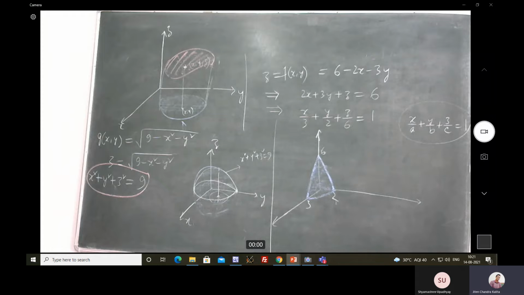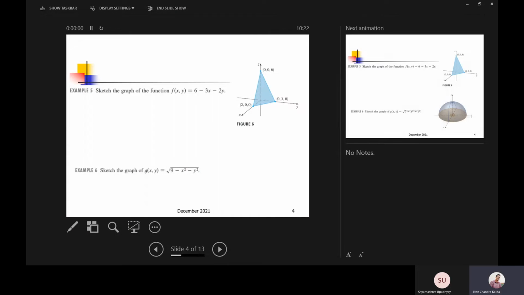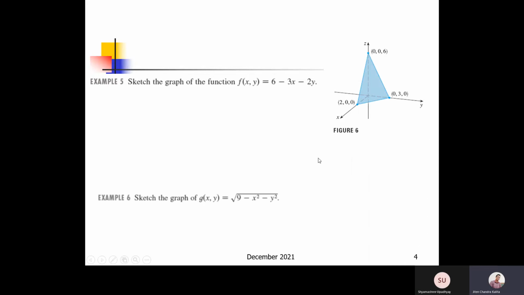So this is going to give you some idea about the graph of a function, for example, the one that we have taken. So this is the graph of the function given by the square root of 9 minus x squared minus y squared. Similarly, if I had minus the square root of 9 minus x squared minus y squared, I would have taken the lower hemisphere.